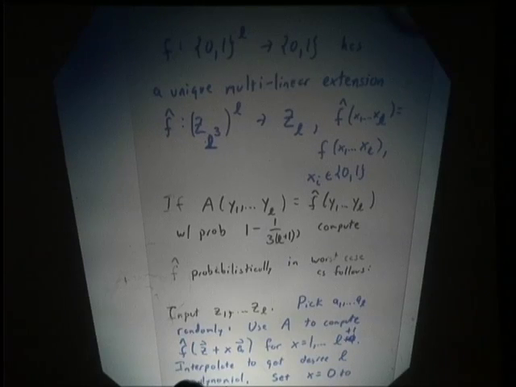And this new function, this multilinear extension, agrees with the old function when the inputs happen to be 0 and 1. The final thing is f hat can be computed from f, but with exponential time overhead.